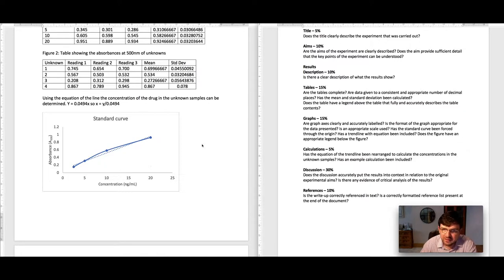So for the graph here, again, we're probably looking at around about 10 marks out of the 15, mainly because of this title, mainly because of not forcing you through the origin.